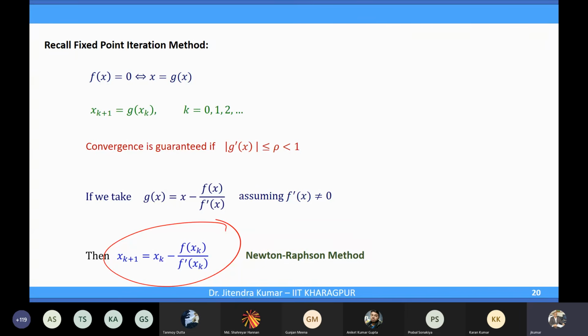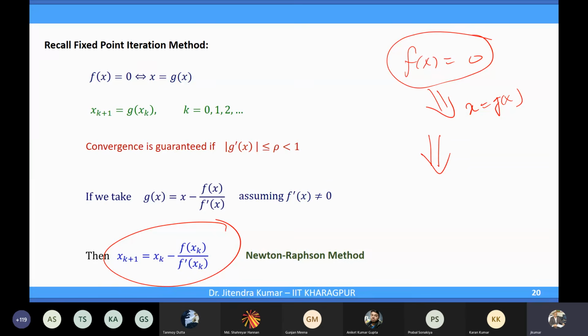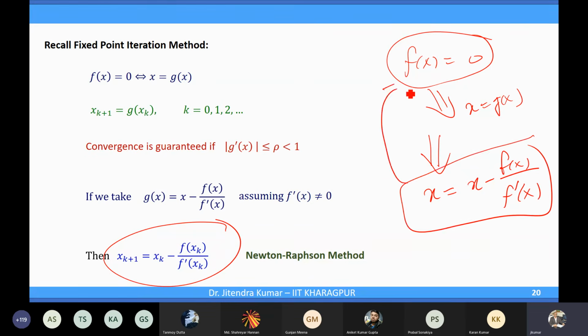In the fixed point iteration method, given f(x) equal to 0, there were several possibilities for how we write from here to x is equal to g(x). What we have done, in this special case, is to write x minus f(x) over f prime(x). See, this equation is exactly f(x) equal to 0, because this x gets cancelled, and then you have f(x) equal to 0.